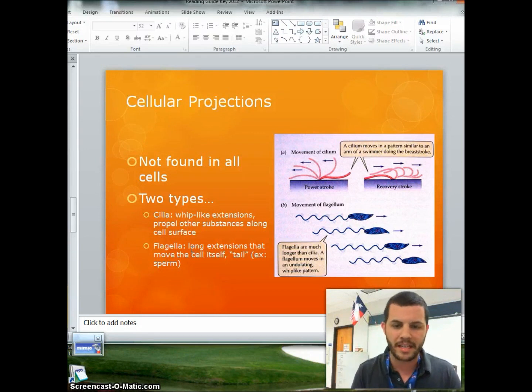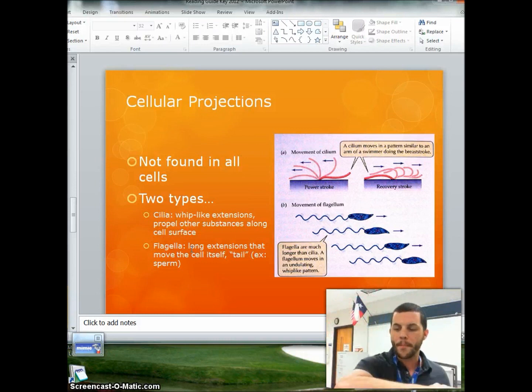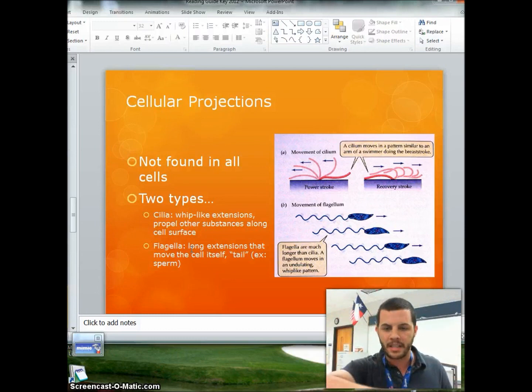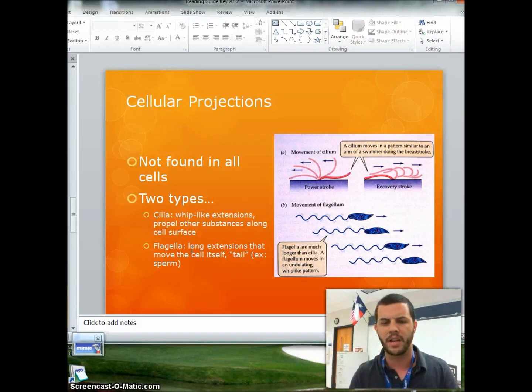Last part of the cell, we've got cellular projections. You've got cilia, which are going to move in a whip-like motion. Okay, so it's going to whip and then it's going to relax. It's going to whip and then it's going to relax. Okay, so it can be used for a number of different things. It might be propelling mucus, something like that, or it might be used on the outside of a cell to help it move.